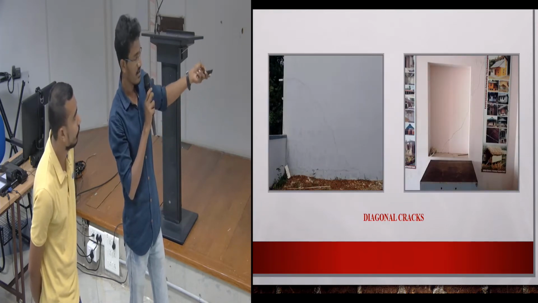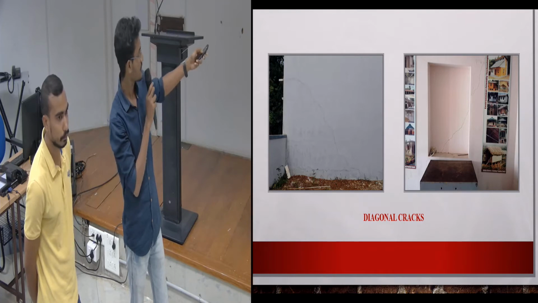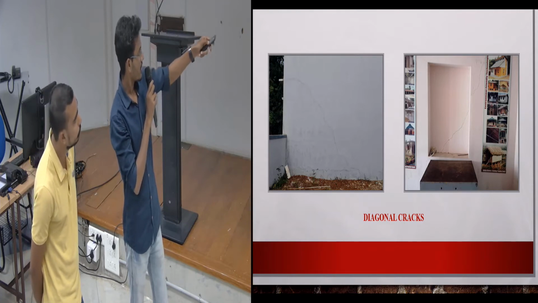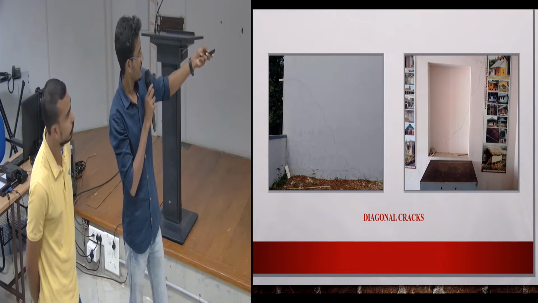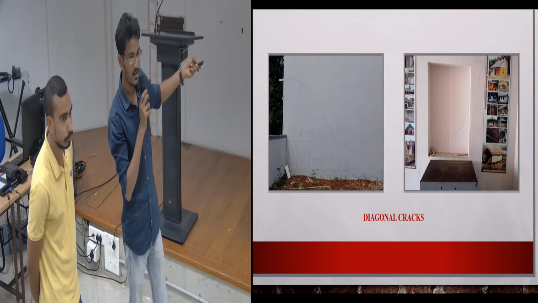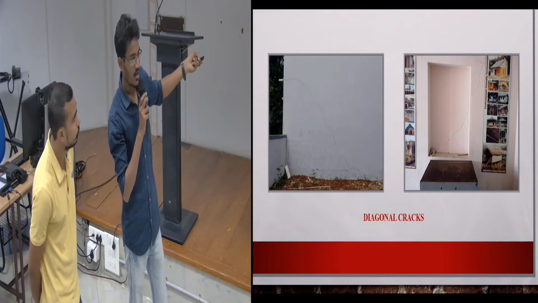These are the diagonal cracks, which are considered as shear cracks on the walls. So it may occur at 45 degrees. We can see the cracks on the 45 degree portion. This may occur due to a settlement like that.